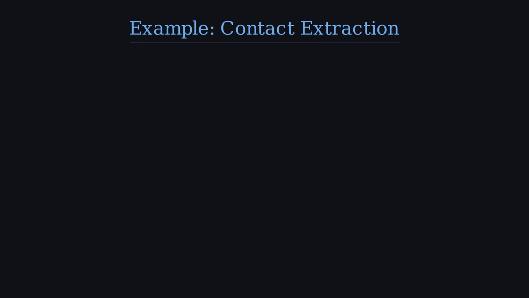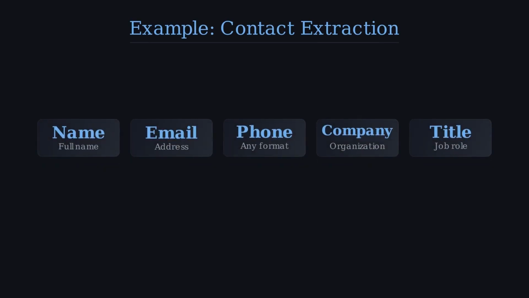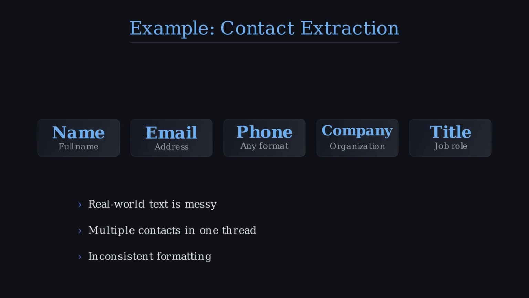To make this concrete, the article walks through a contact information extraction task. The goal is to pull 5 fields from unstructured text: name, email, phone number, company, and job title. It's a deceptively tricky task because real-world text is messy, with multiple contacts, noisy email threads, and inconsistent formatting.